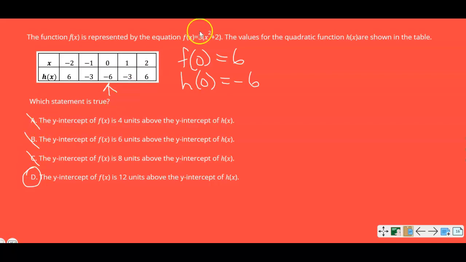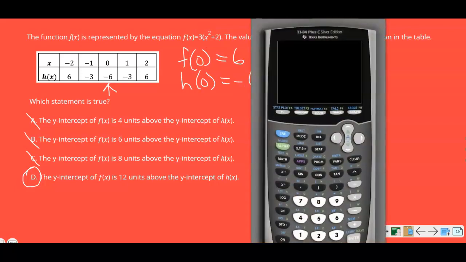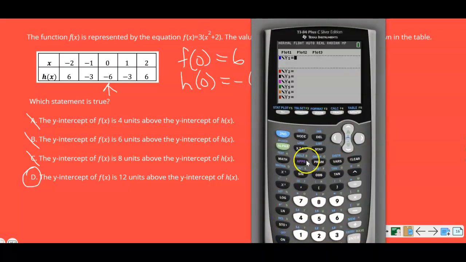Now, real quickly, if you forget that you can just simply substitute 0 in to find the y-intercept, you also could graph it. So if you go to y equals and you graph the equation, 3 times x squared plus 2, and then you hit graph, you can see that 1, 2, 3, 4, 5, 6, that has a y-intercept of 6. So 0, 6 is going to be on the graph as well.